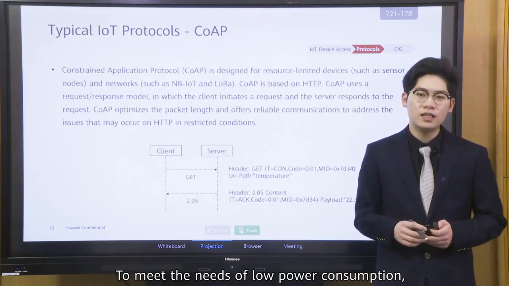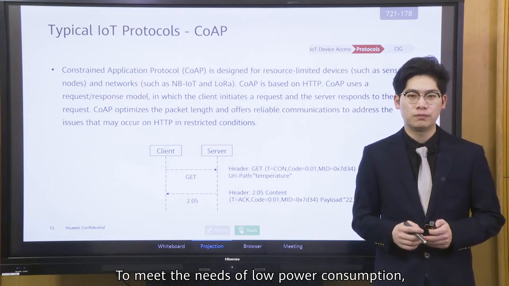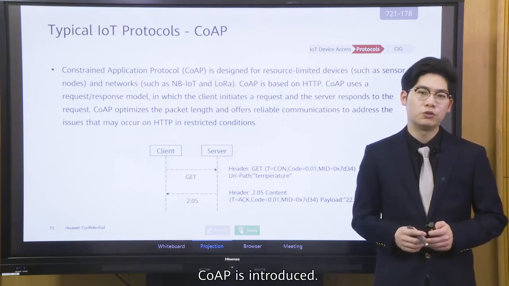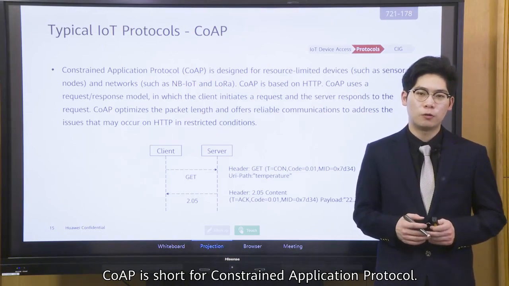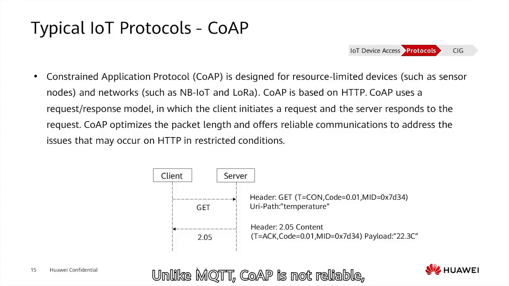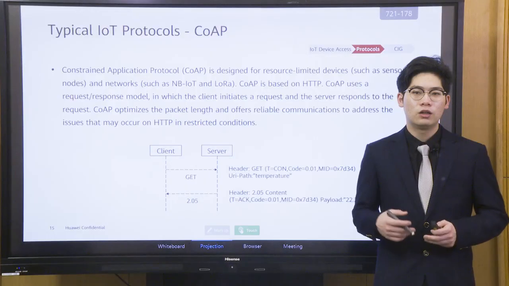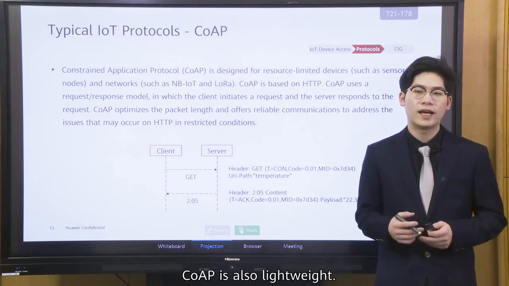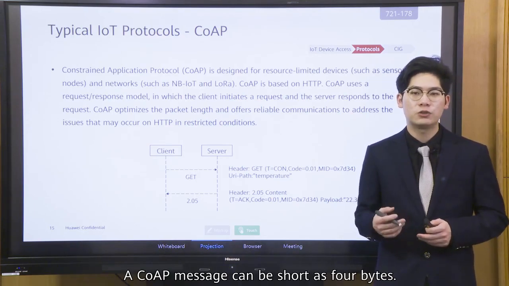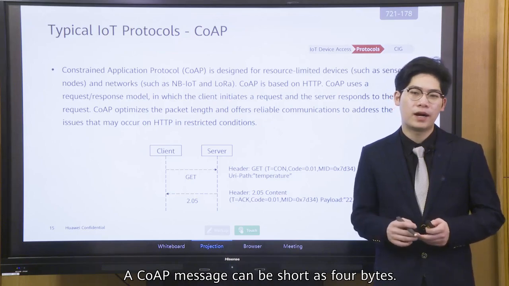To meet the needs of low power consumption, COAP is introduced. COAP is short for Constrained Application Protocol. Unlike MQTT, COAP is not reliable, and it is based on UDP in the IoT field. To make up for this, COAP provides message retransmission. COAP is also lightweight. A COAP message can be as short as 4 bytes.